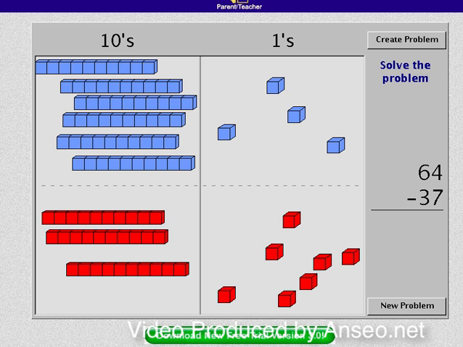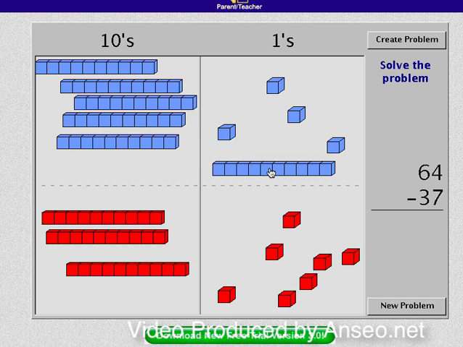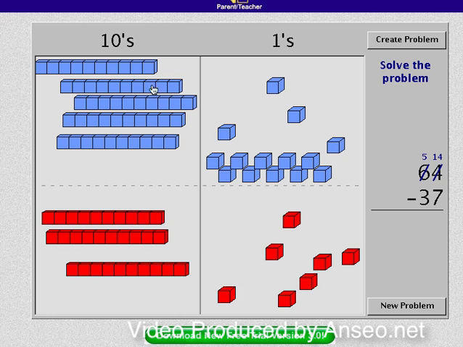We can't do that. And rather than saying we borrow from the tens, because that's not what we're doing, we're actually going to rename the number 64. We're not actually going to do anything else. We're going to rename the number 64. And how that looks with blocks is that you bring the 1 ten over and rename it into 10 units. So what you've got left there are 5 tens and 14 units. And then we can actually do the subtraction sum quite easily, as you can see.